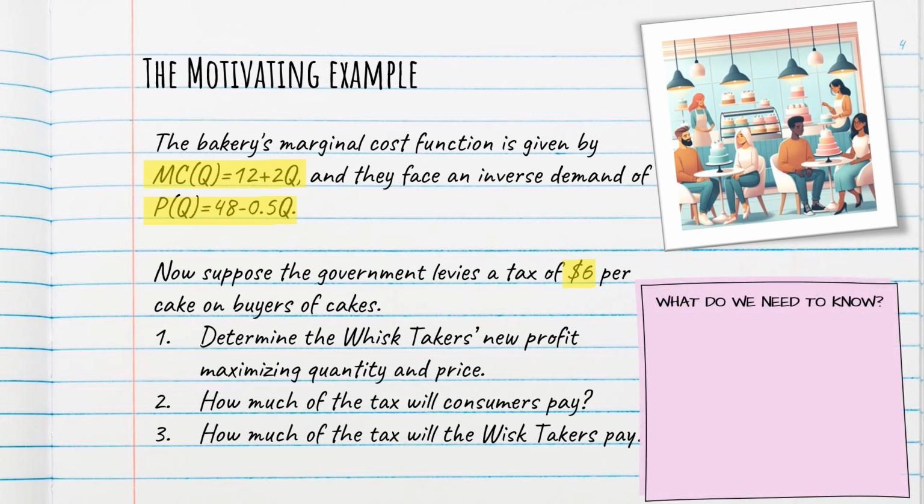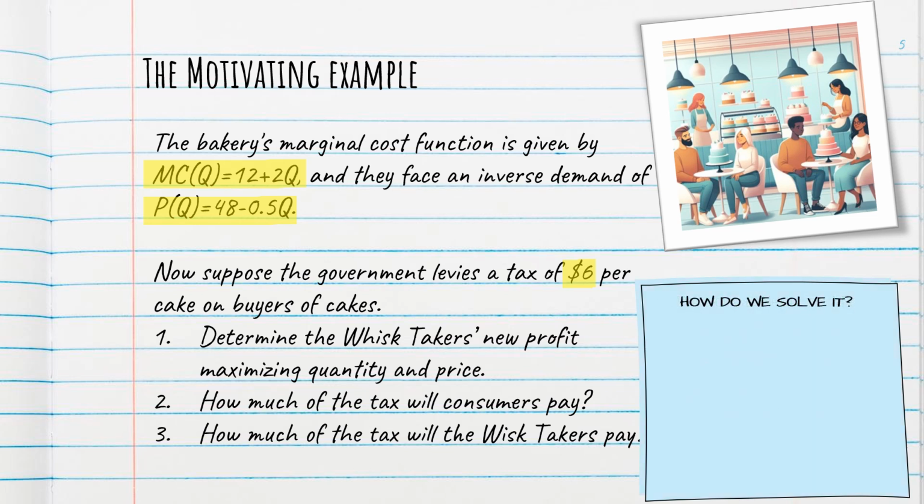What do we need to know to answer this question? We need to know the firm's total cost or marginal cost function. We need to know demand for their product. This could be either an inverse demand curve or a traditional demand curve. And we also need to know the size of the tax.